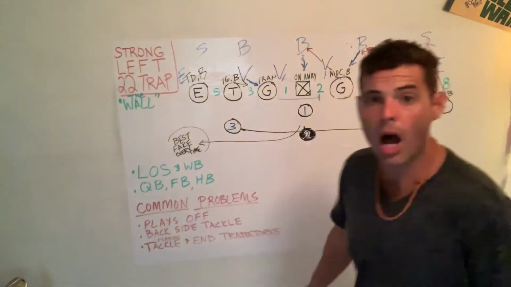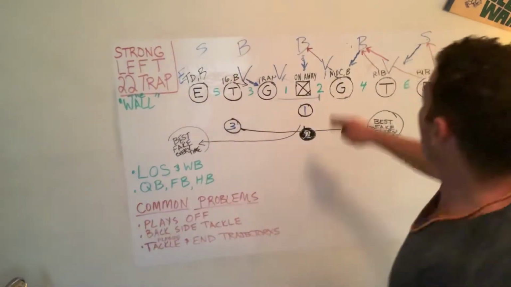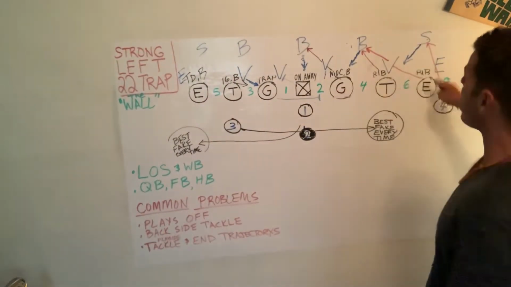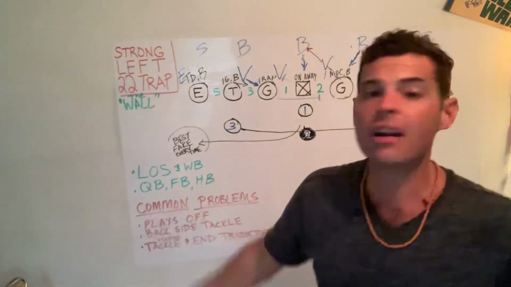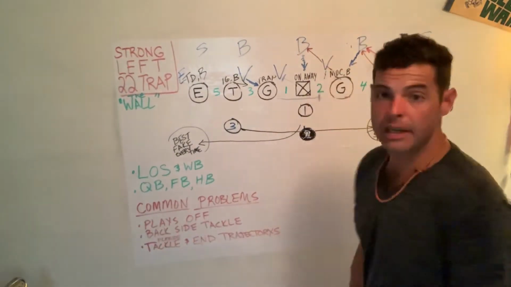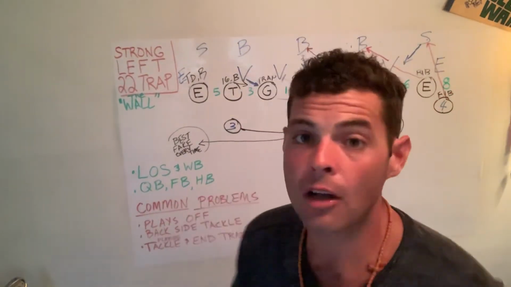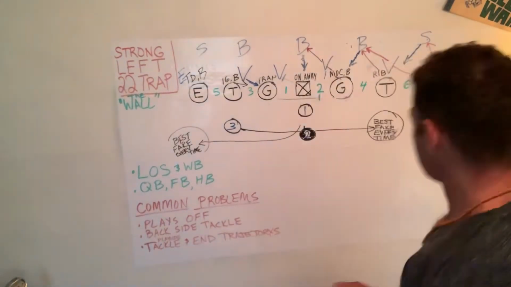So a common problem with trap is our aiming point. The wall players, these 4 wall players is the aiming point. If you guys aim to where they're standing, none of you guys are going to make a block. They're going to be gone. And guess where they're going to be? They're going to be in a pig pile on top of our fullback with a 1-yard gain if we're lucky.